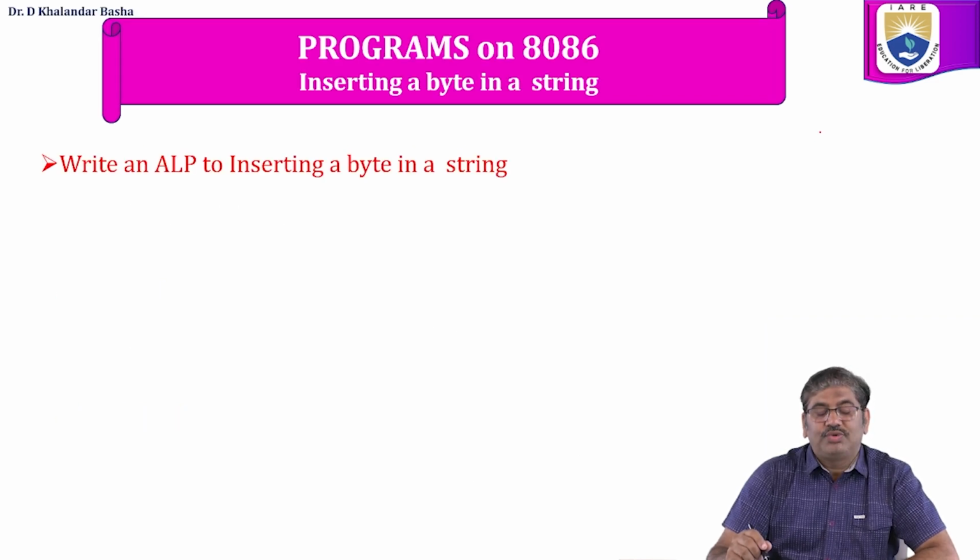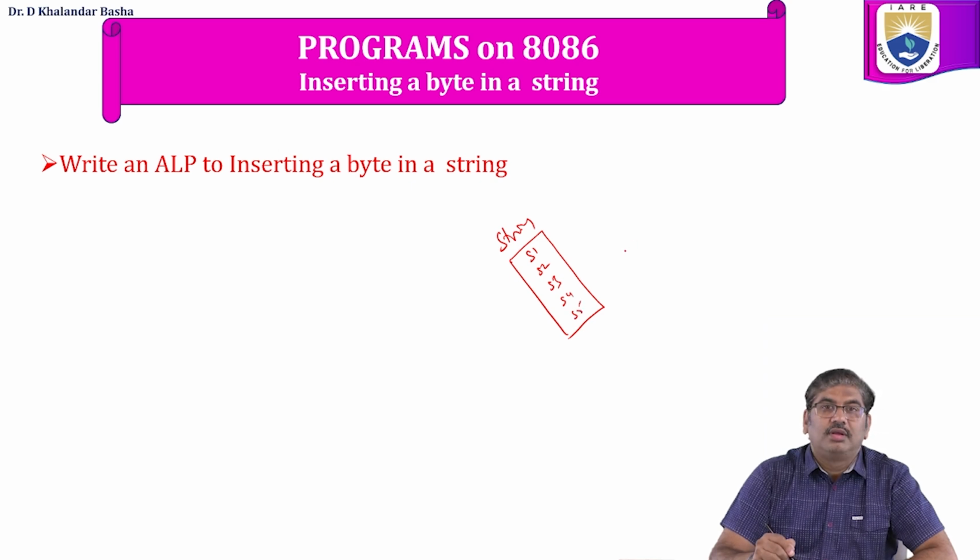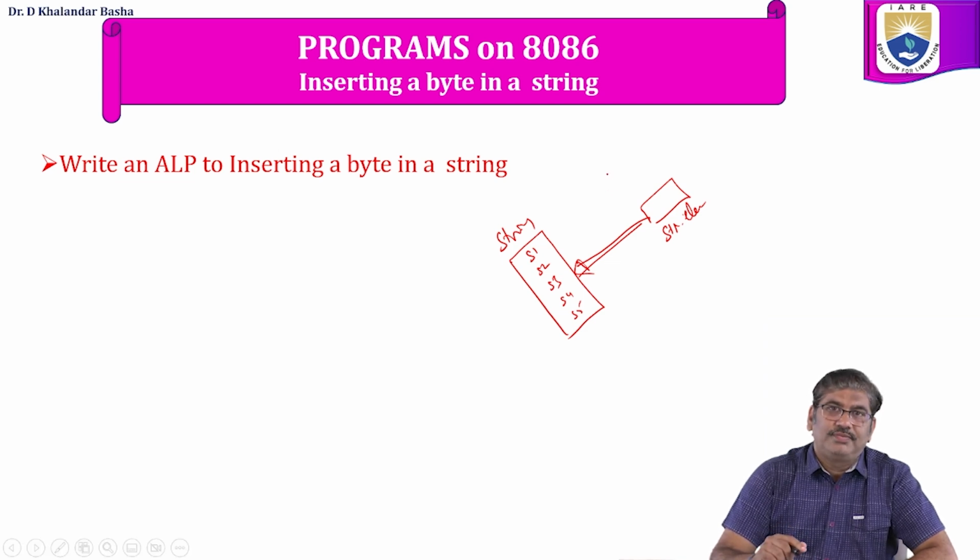First we'll see how to write a program to insert a byte in a string. Here we have a string, which is a collection of multiple data. We want to insert some string element into this. The source string will be kept in one memory location in the data segment. The element which we want to load, we are going to copy into another memory location. Then we are going to insert it into the string.